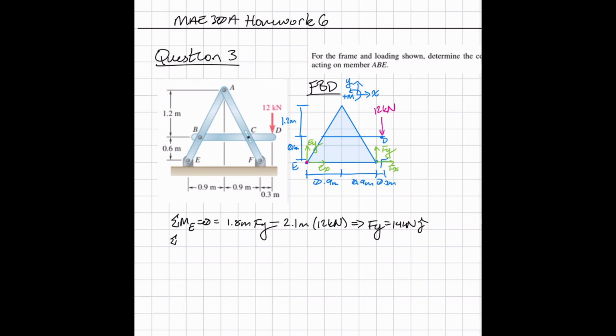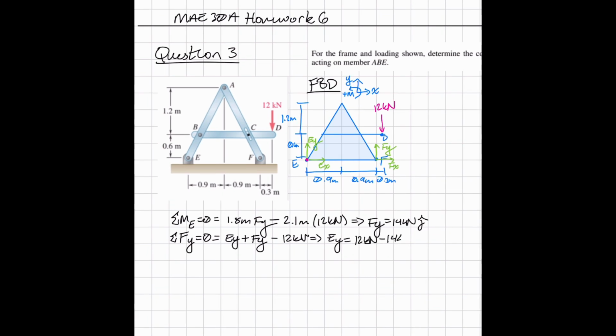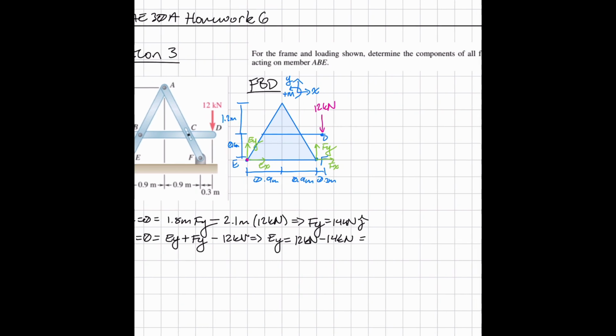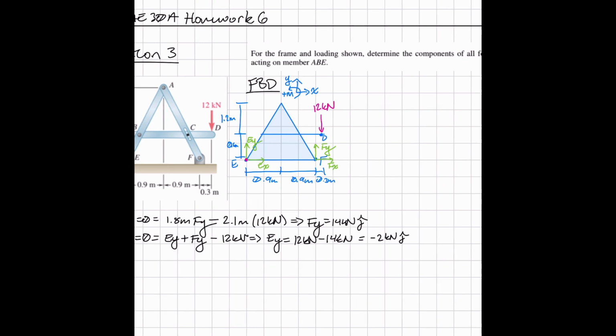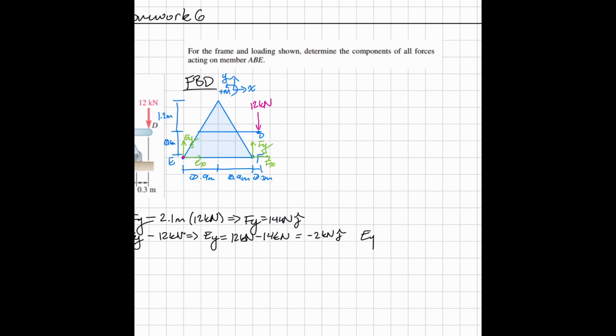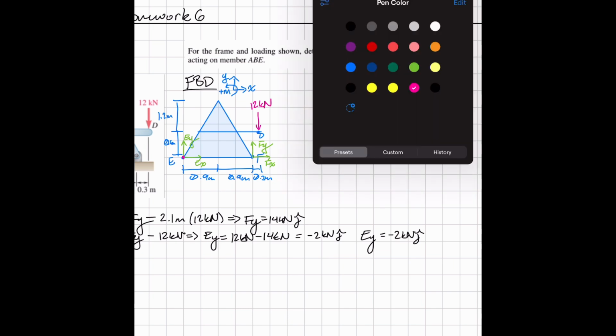And then using a sum of forces in the Y direction, we get Ey plus Fy minus 12 kilonewtons is equal to 0. And then if we rearrange that, we get Ey is equal to 12 kilonewtons minus Fy, which we just solved for as 14 kilonewtons. And that'll give us negative 2 kilonewtons, meaning that Ey is pointing in the negative J direction, or downwards. So we actually already solved for one of the forces that they're asking us for, because that is acting on member ABE.